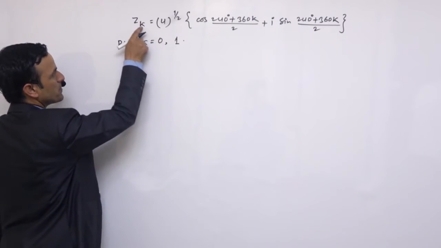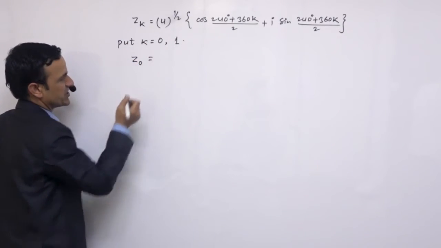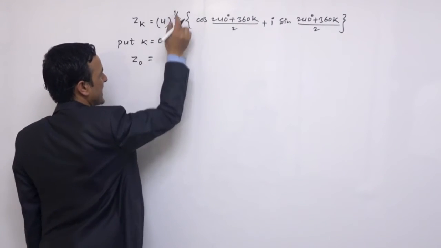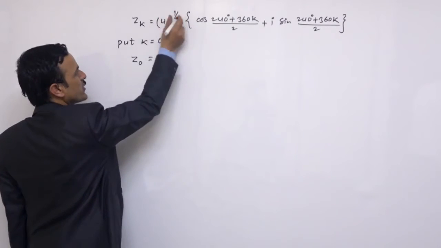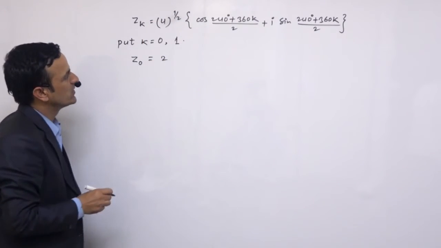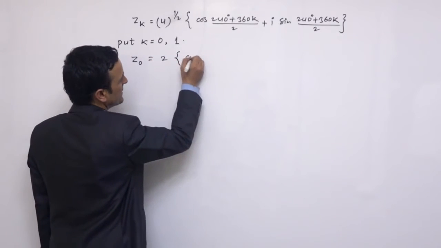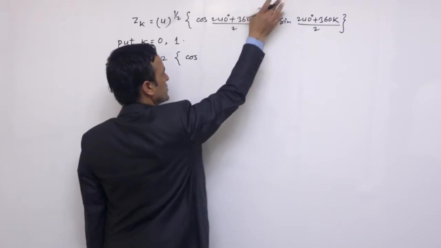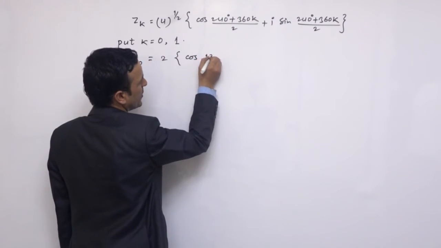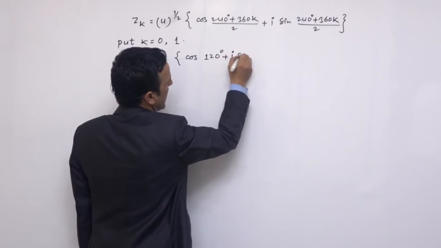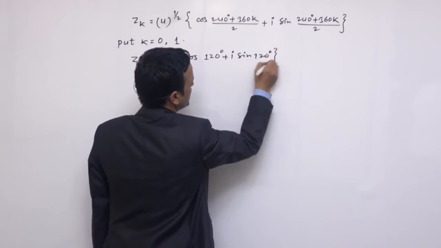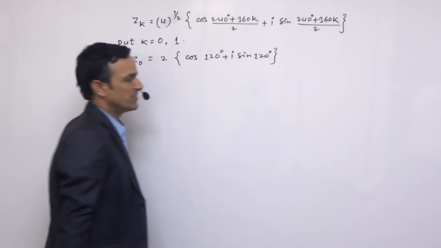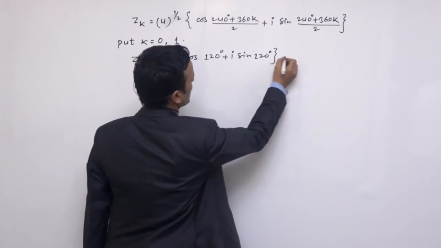So let's put 0 in the place of k, then it will be z0. So 4 to the power 1/2 means root 4, which is 2. And cos, k value 0, so this term will be collapsed. 240 by 2 is 120 degree, plus I sin 120 degree, because these two angles are same.